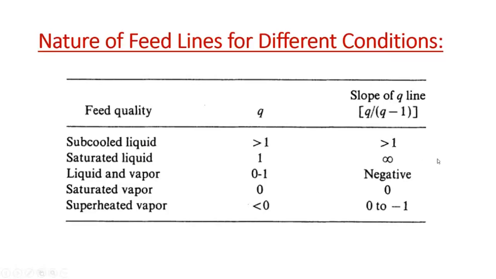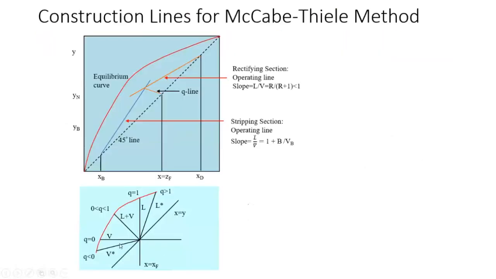So let us see the q lines or feed condition lines for different conditions. This one is for subcooled liquid, this is for saturated liquid, this is for liquid-vapor mixture, this is for saturated vapor, and this one is for superheated vapor.